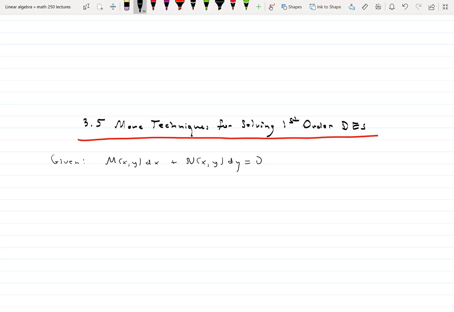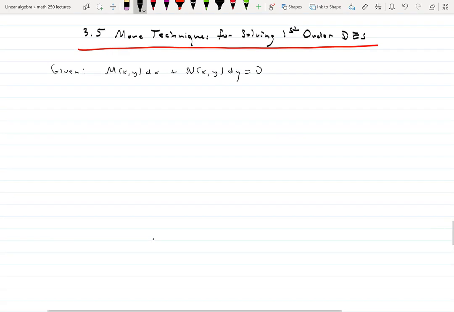Sometimes we can't use any of these methods, but the idea is to present you with techniques used to solve a few popular types of first-order differential equations that occur in STEM field math courses. So, given something we've seen before, the differential equation in the form M of x,y dx plus N of x,y dy equals 0, let's assume that the equation is not exact, not separable, and not first-order linear.